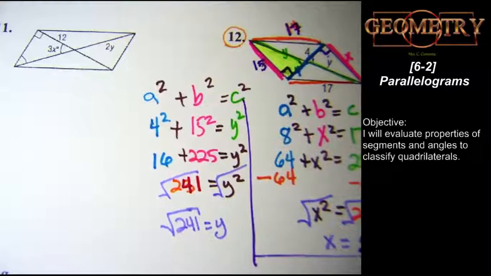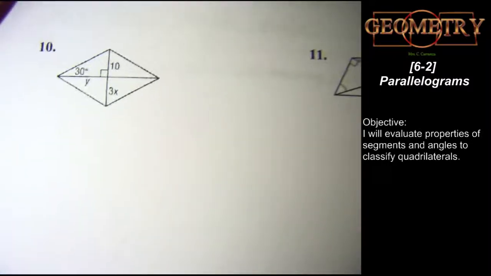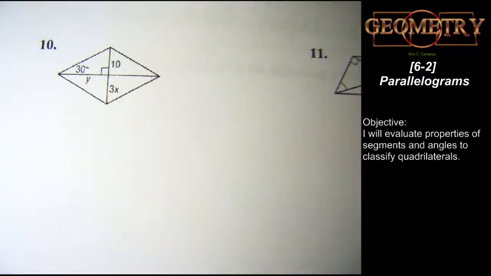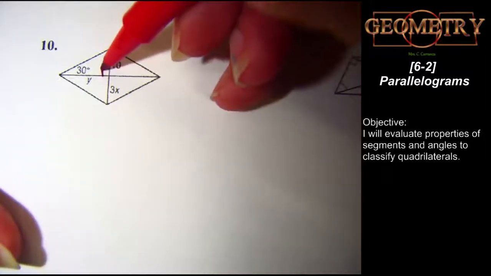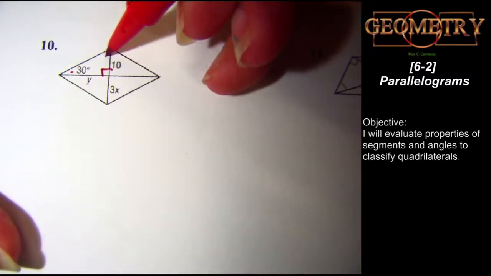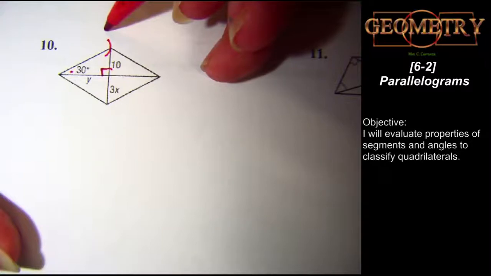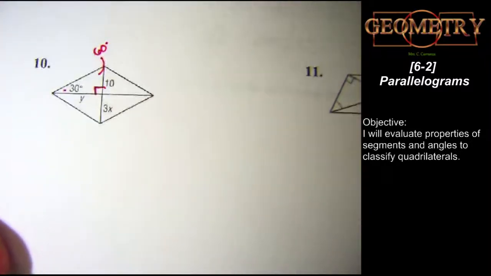Okay, can I scroll over? Yes? Okay, so scrolling over to number 10. Look at that 30-degree angle. Okay, this is 90, this is 30, so what's the measure of this? The Pythagorean theorem will totally work here.